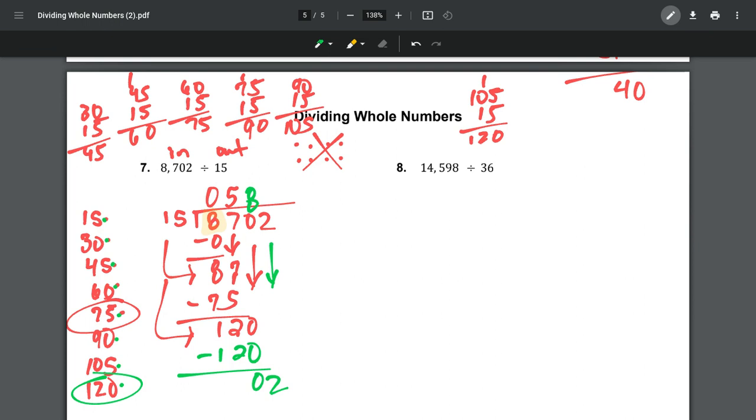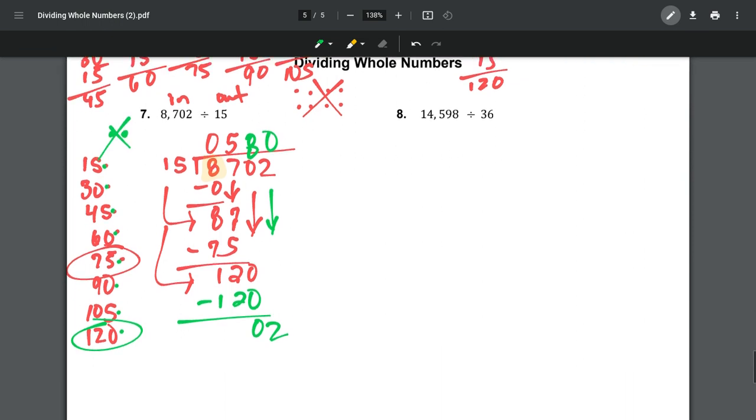How many groups of 15 can you get out of 2? Well, you only got 2. Can you make a group of 15? Oop, no. Put a 0. You put a 0, subtract 0.